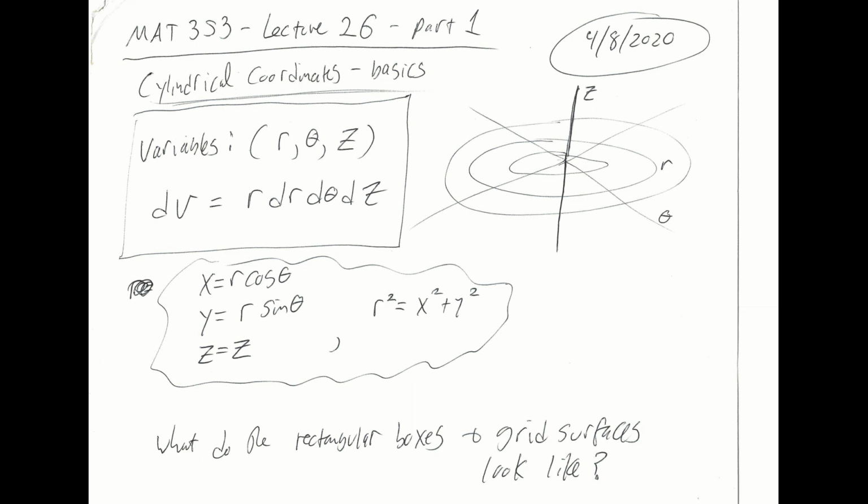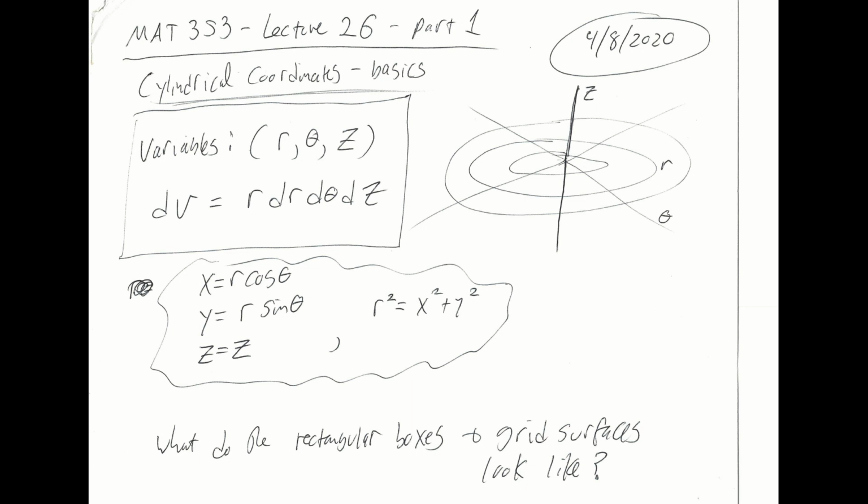And we had some equations that allowed us to convert back and forth between rectangular and cylindrical. Namely, these two equations for x and y, and these are identical to the equations that we had for polar when we were thinking about double integrals, and z is just z.